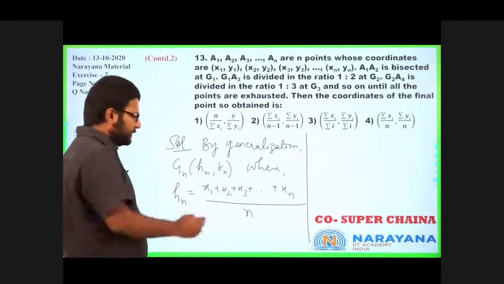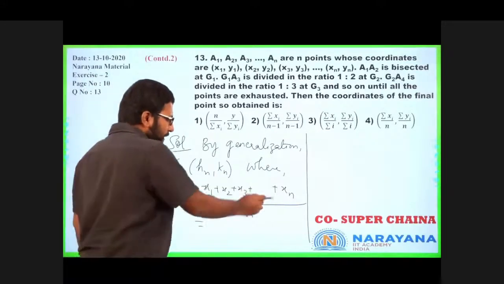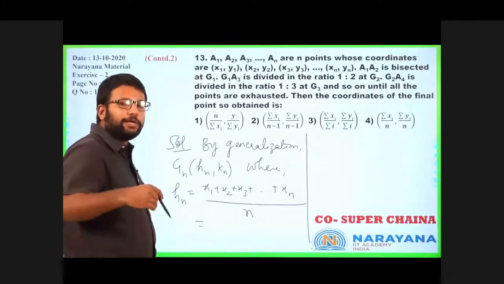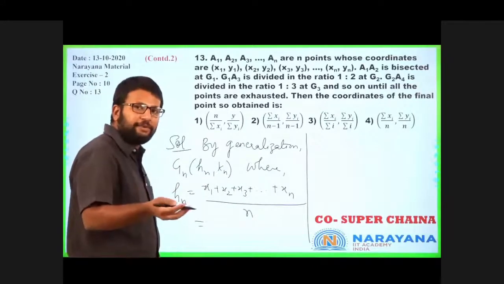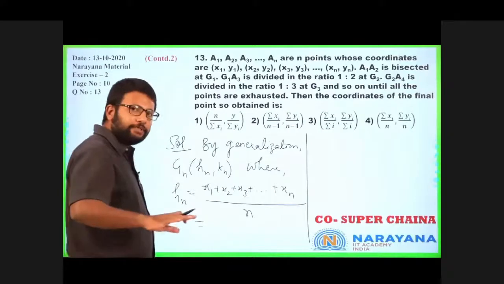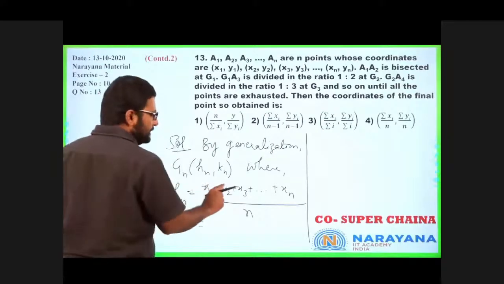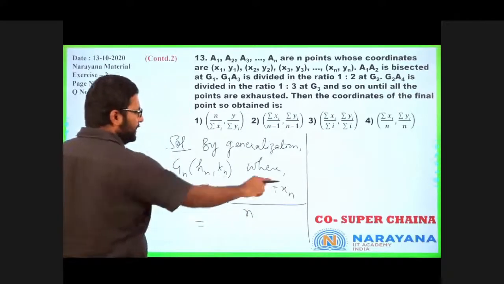Now this can also be written as x1 plus x2 plus x3 up to xn. There is a shortcut notation for it. Some of you may have seen it, some of you may not have seen it. Even if you have not seen it, just understand the notation. This is basically a sum up to n terms.